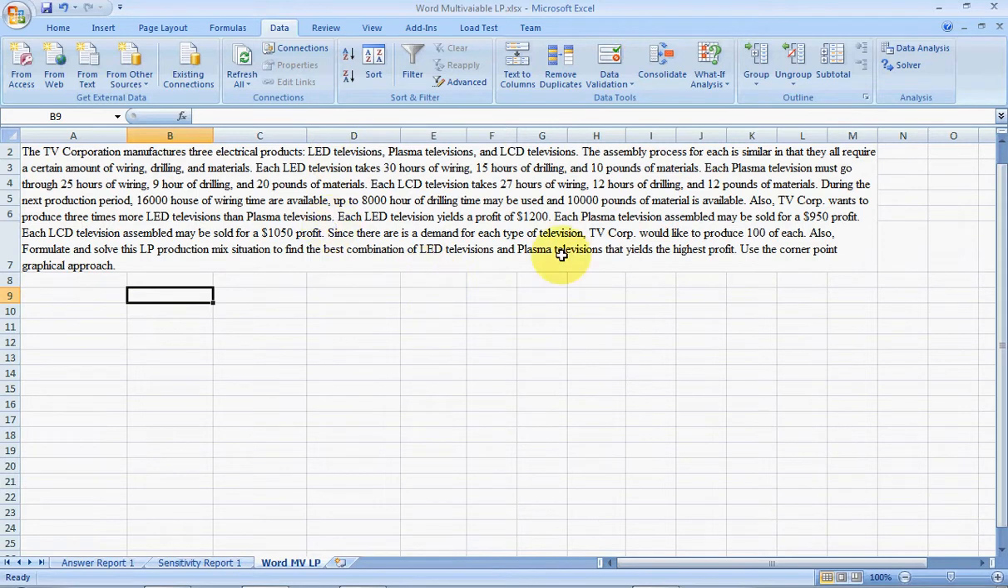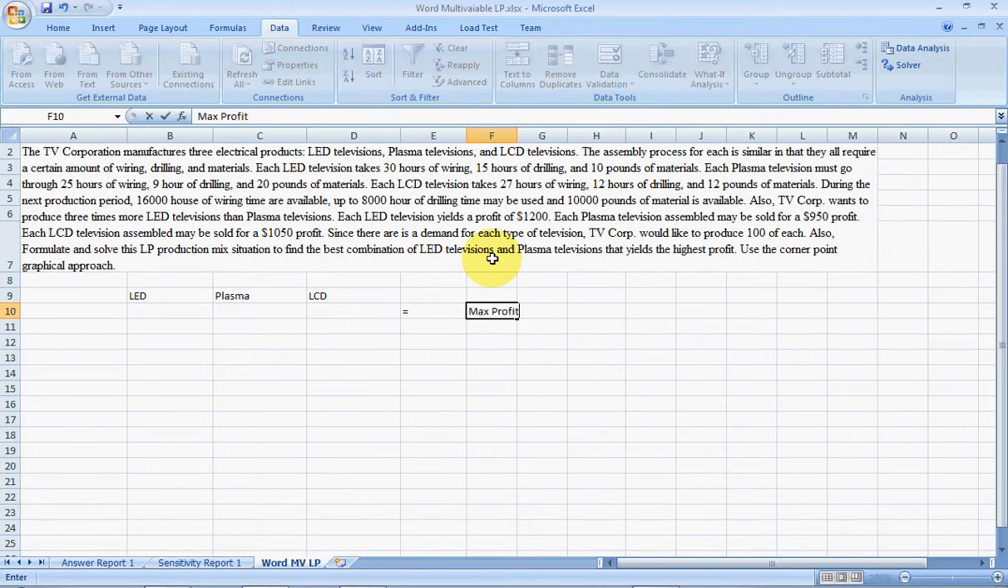Also, if we look down here, we can see that there's profit. So look for the numbers or the dollar signs, and we see that there's profit associated with them. So we know right away that we're going to produce LED TVs, plasma TVs, and LCD TVs, and we're going to maximize our profit. Okay, so now we just put the profit associated with each of them. So we're going to have 1200 for LED, 950 for plasma, and then 1050 for LCD.